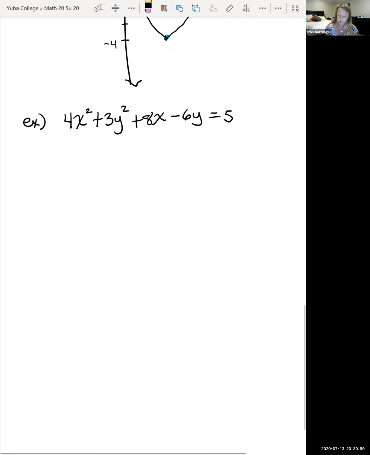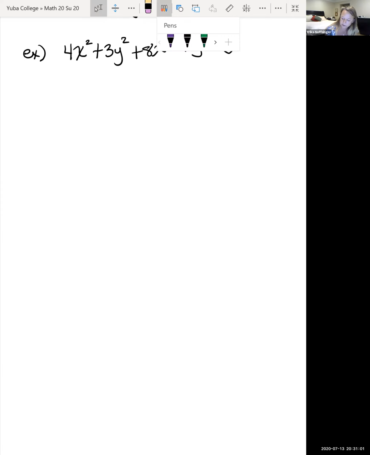So let's just rewrite this a little bit. Regrouping it, I have 4x squared plus 8x. I'm not going to leave room right now for a constant because I have a problem completing the square, since my coefficient in front of the x squared is not 1. So let's just group the terms together, and later we'll leave some more room. And so this is plus 3y squared minus 6y is equal to 5.